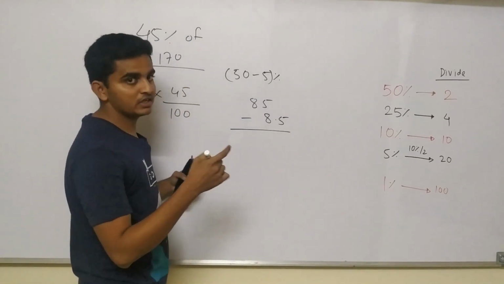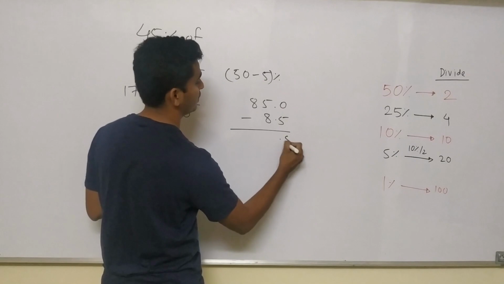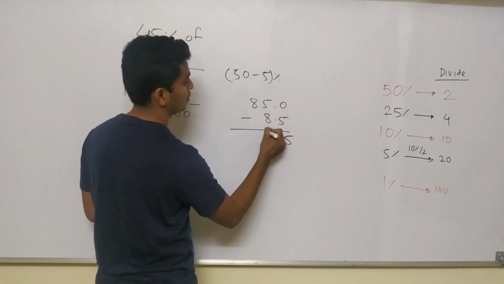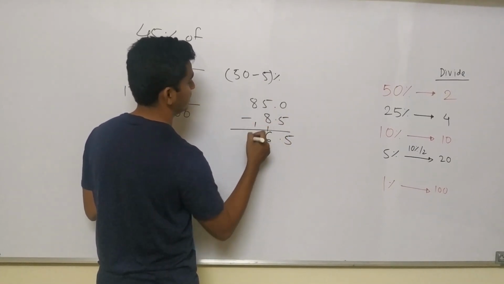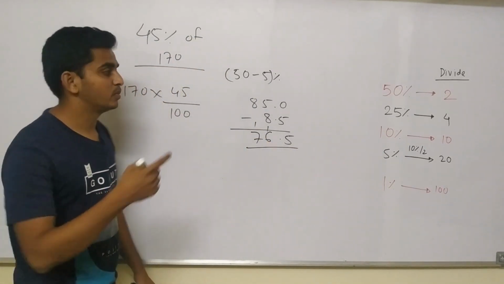Now you know that you have to do the subtraction very fast. What do you have to add to 5? You have to add 5 so that you get to 0. Then this is 9, you have to add 6. Then this is 1, and so you have to add 7. So 76.5, this is your percentage.